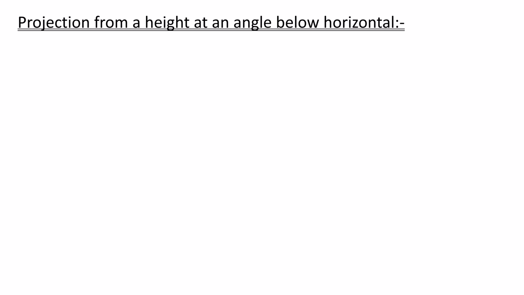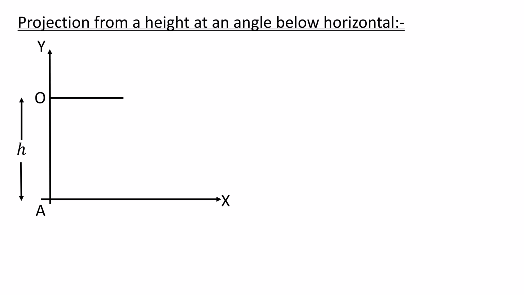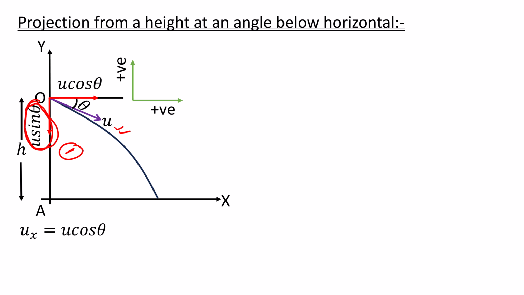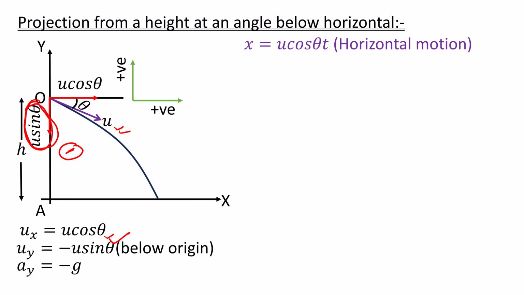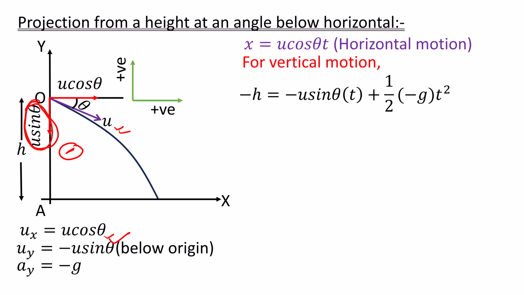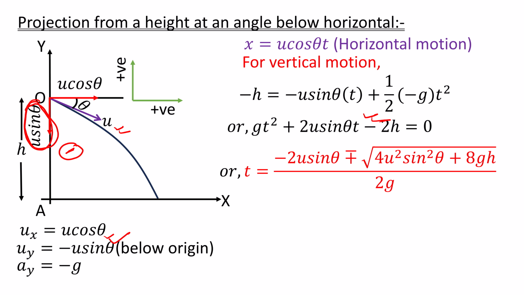Projection from a height at an angle below horizontal. The projectile is projected from height h in this way, making angle theta. Now this u has two components, u cos theta and u sin theta. Since this u sin theta is below the origin, we take the initial vertical velocity as minus. ux equals u cos theta, uy equals minus u sin theta, ay equals minus g. This is horizontal motion. For vertical motion, minus h equals minus u sin theta t minus half g t square. Let's solve it. t equals this much.